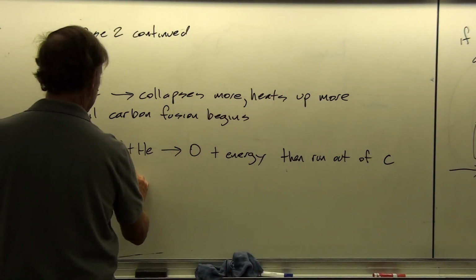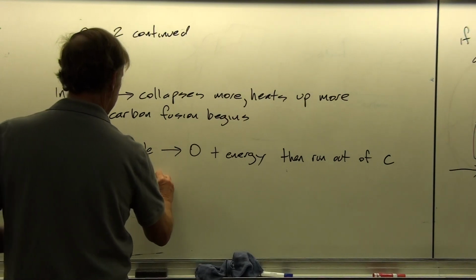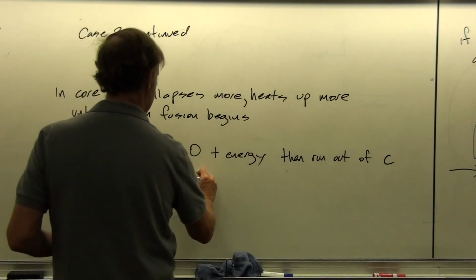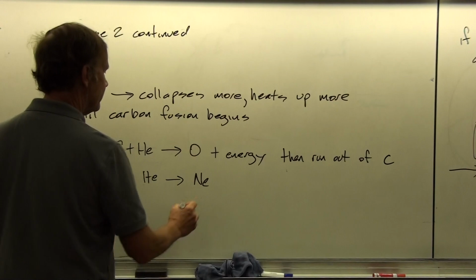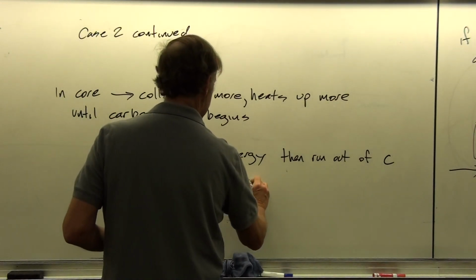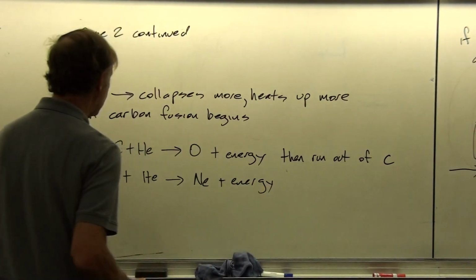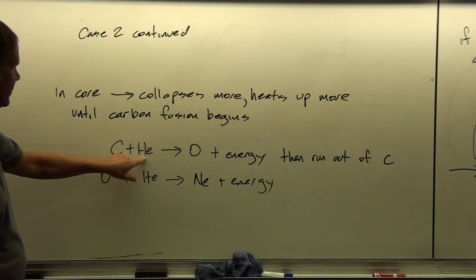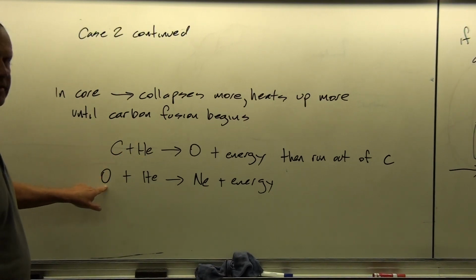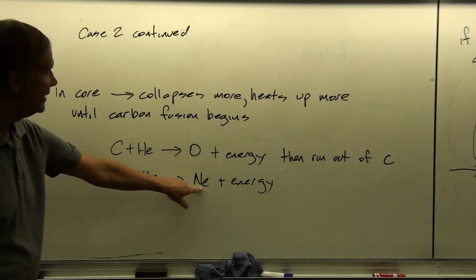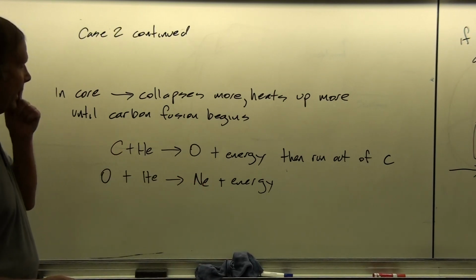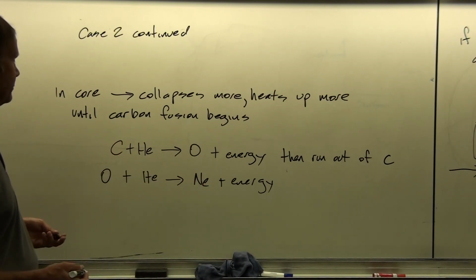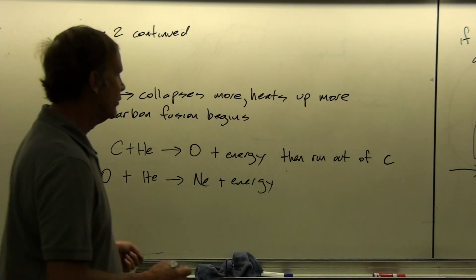Then oxygen plus helium would go to neon. So basically what we're doing here is we're just leapfrogging by 2 on the periodic table. Carbon is element number 6, helium is element number 2, so oxygen is element number 8 on the periodic table. 8 plus 2 is 10. Neon is number 10 on the periodic table, meaning it has 10 protons in the nucleus. Then we'll run out of neon.